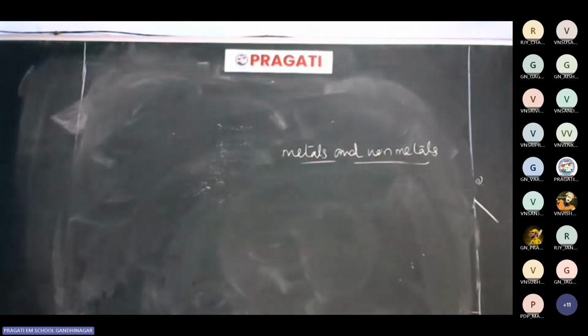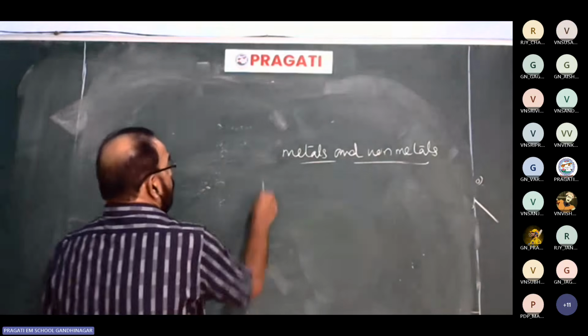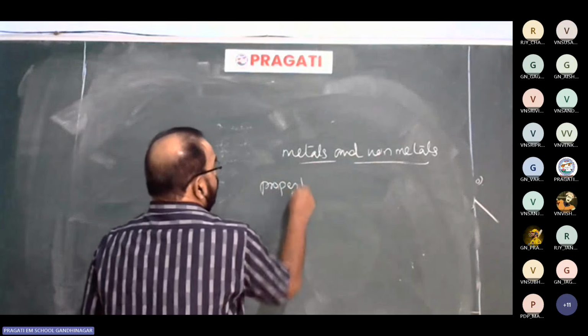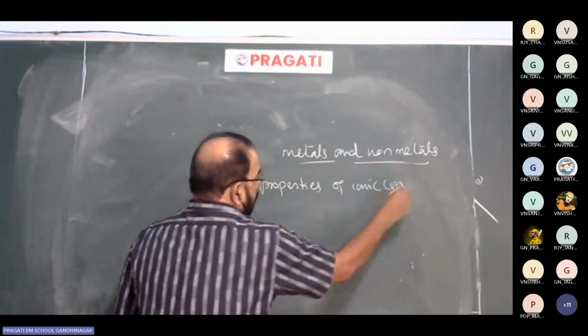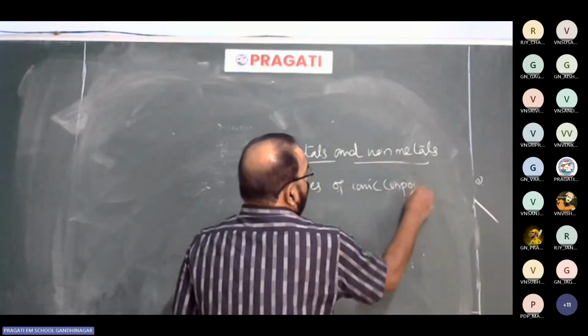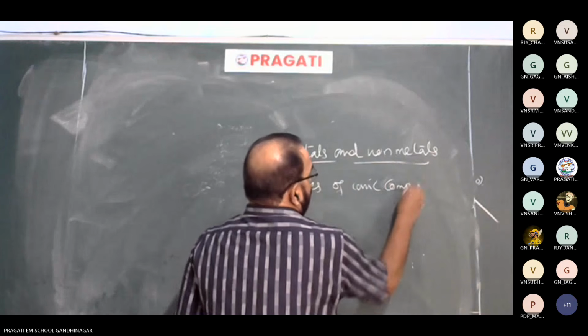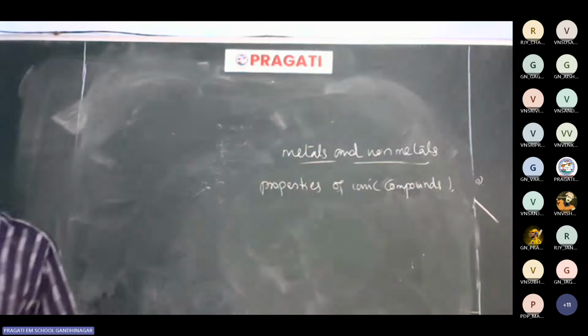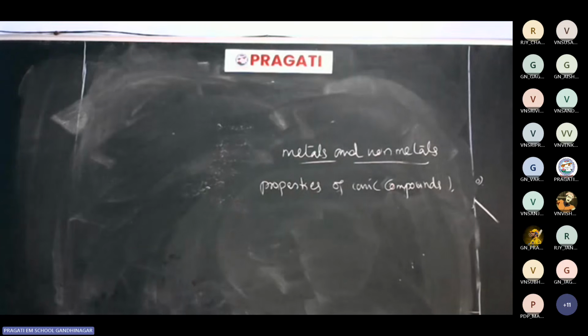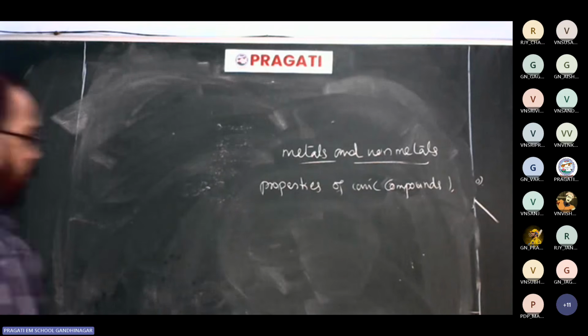Okay. Next, properties of ionic compounds. This one also they are asking in 1-mark, 2-mark, 4-mark. What are the important properties of ionic compounds? Ionic compounds generally exist as crystalline solids. Ionic compounds are soluble in polar solvents like water. Ionic compounds generally have high melting points and boiling points.